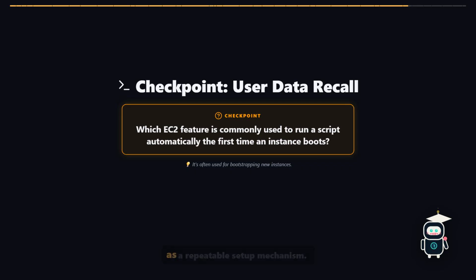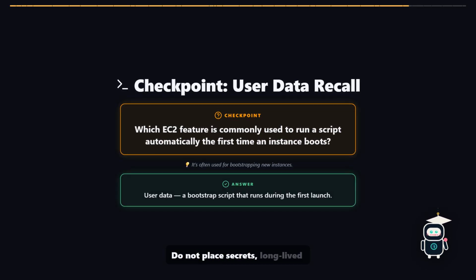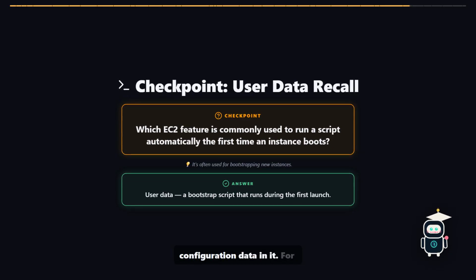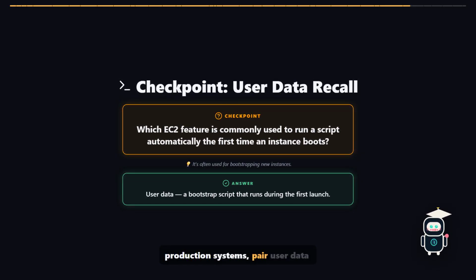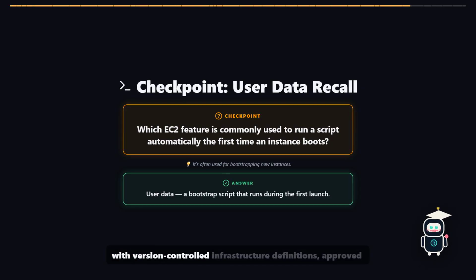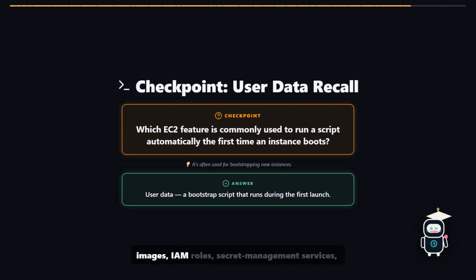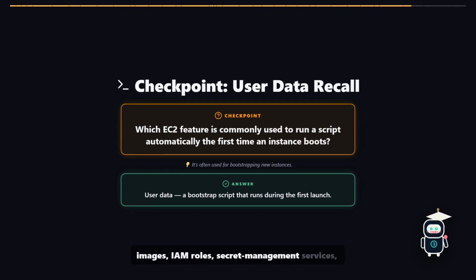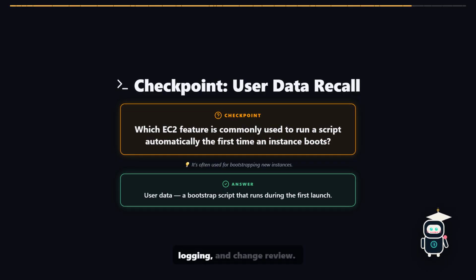Treat user data as a repeatable setup mechanism. Do not place secrets, long-lived credentials, private keys, or sensitive configuration data in it. For production systems, pair user data with version-controlled infrastructure definitions, approved images, IAM roles, secret management services, logging, and change review.